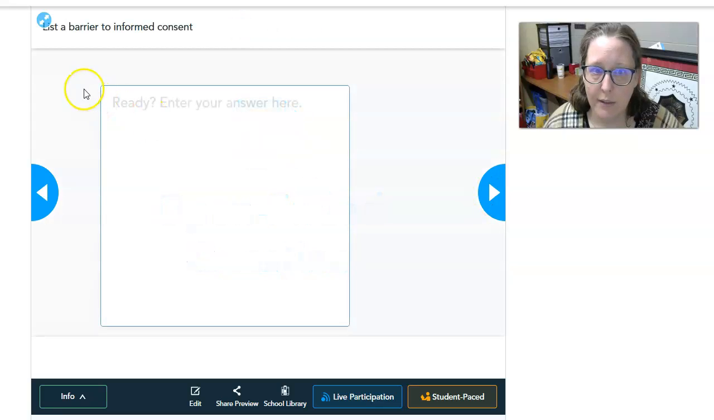Okay, so give me a barrier to informed consent, something that would prevent a patient from fully understanding what's going on and giving true informed consent.